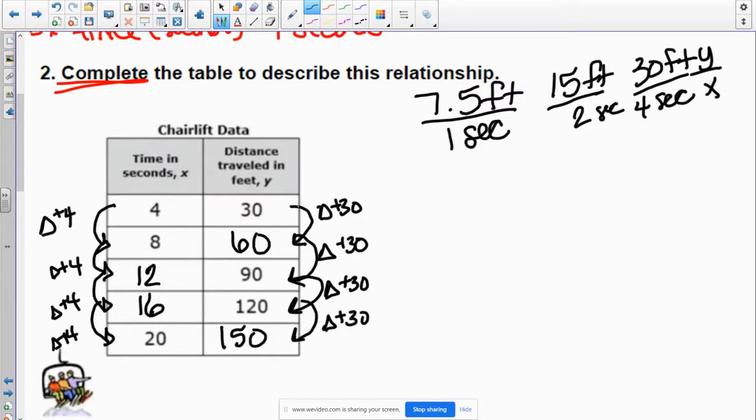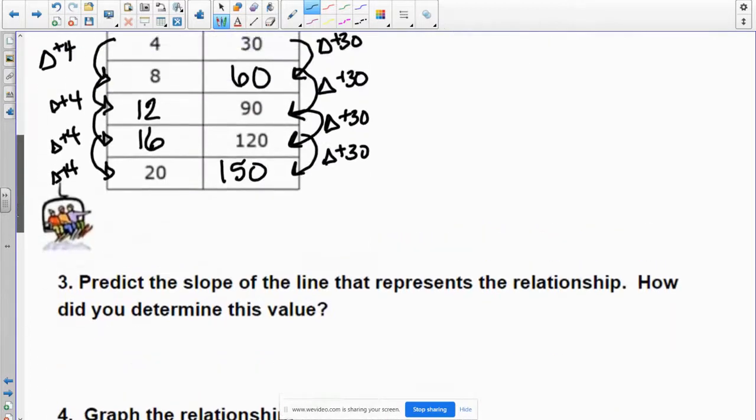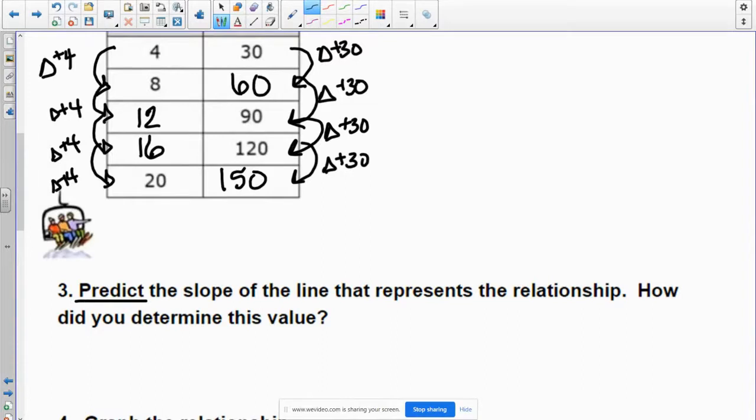So notice on this table, it's the same proportion over and over, 30 over 4, 30 over 4, 30 over 4, which we know reduces down to 7.5 feet in 1 second. So we're going to take those points. Now before that, our verb here is to predict the slope of a line that represents the relationship.